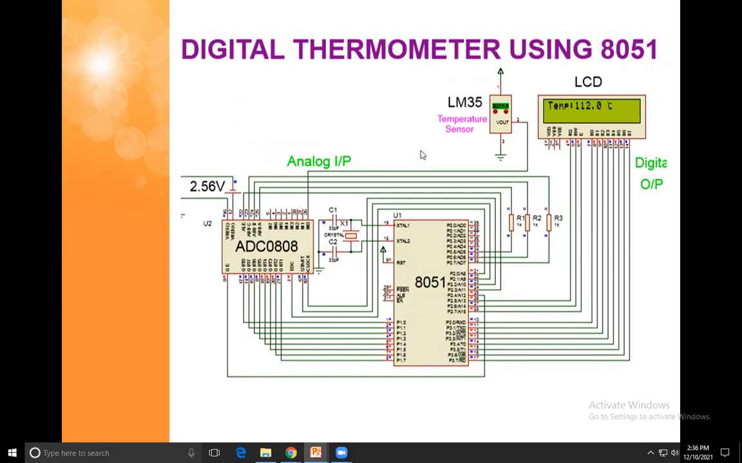Please see this and remember which port is connected to the LCD, which port is connected to the LM35, and which port is connected to the ADC. Then we will discuss the points. Please see this for 2 to 3 minutes. Just zoom your mobile and see the connections.